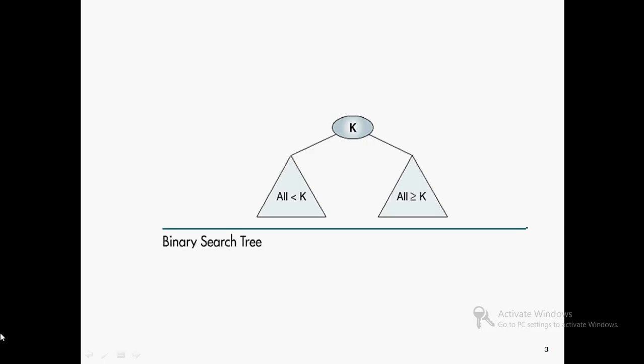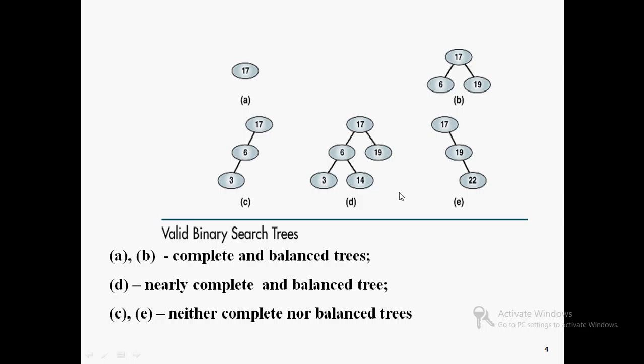This is the diagrammatic representation of a binary search tree. Here K is the root node, and all the elements present on the left subtree are less than the root node, and on the right hand side the elements must be greater than or equal to the root node. These are a few examples of binary search trees.